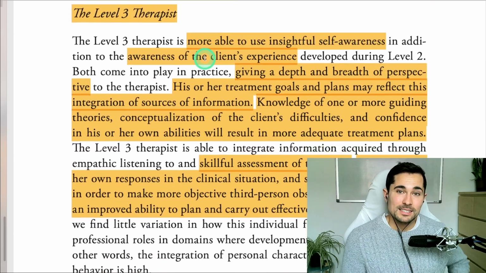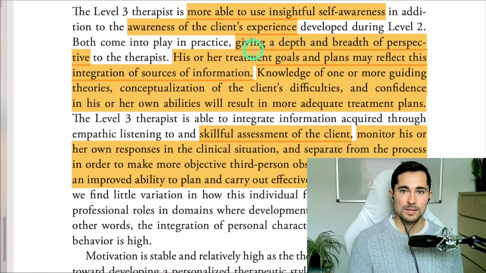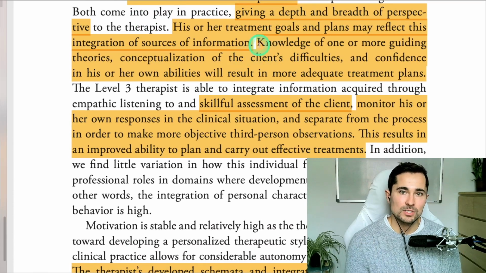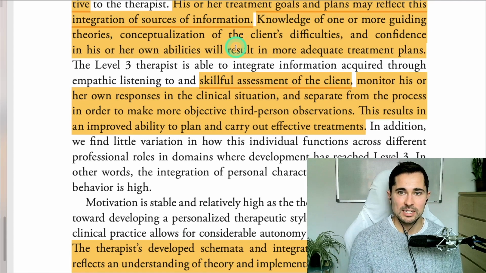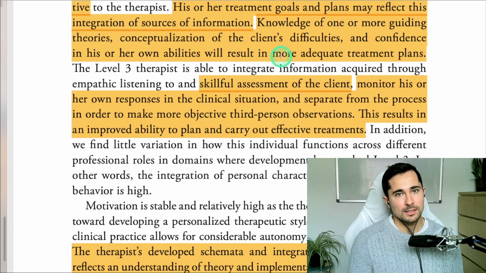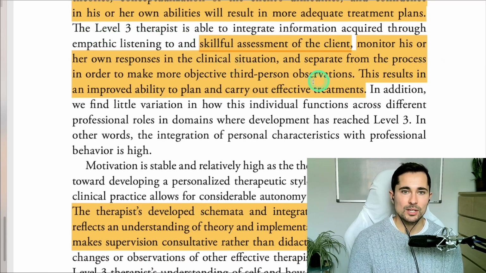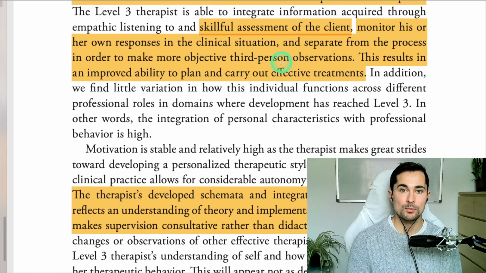The level 3 therapist then is more able to use insightful self-awareness and awareness of the client's experience, which gives a breadth and depth of perspective. Treatment goals and plans reflect this integration of different sources of information. Knowledge of one or more guiding theories, conceptualization of the client's difficulties, and confidence in one's own abilities results in more adequate treatment plans. The level 3 therapist is able to offer more skillful assessments, monitoring his or her own responses in the clinical situation, and separating the process in order to make more objective third-person observations. This results in an improved ability to plan and carry out effective treatments.